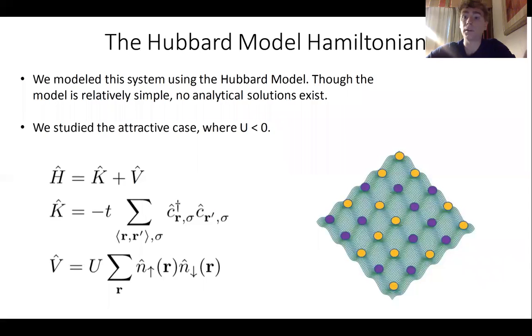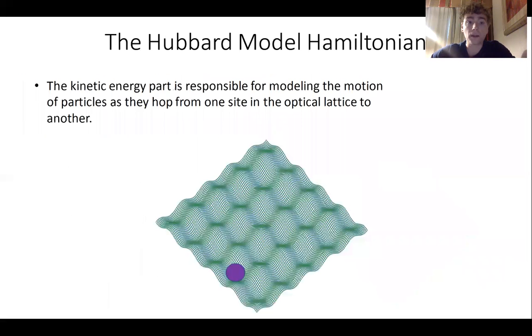So I'm going to talk about the Hubbard model Hamiltonian. We modeled the system using the Hubbard model. Though the model is relatively simple, no analytical solutions exist. We studied the attractive case, where this parameter U, which is related to the potential energy, is negative. So the kinetic energy part is responsible for modeling the motion of particles as they hop from one site in the optical lattice to another.